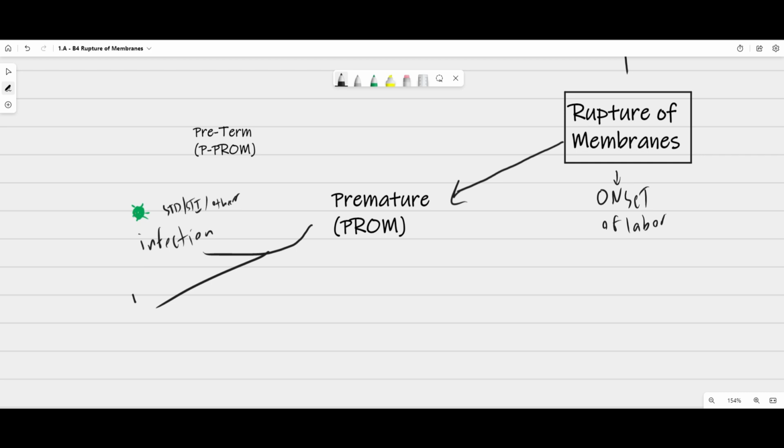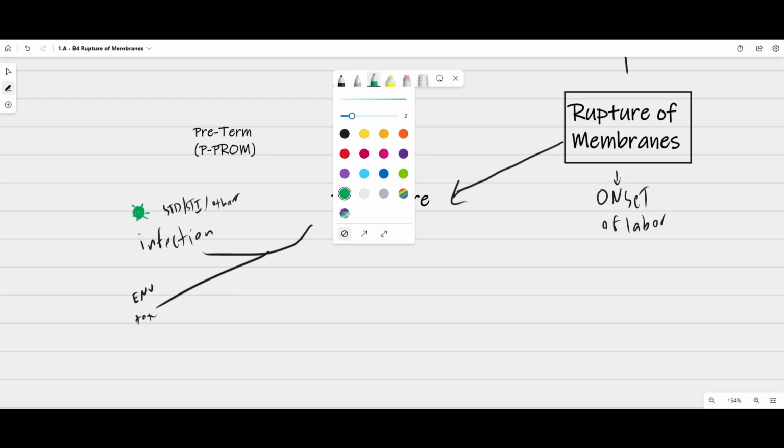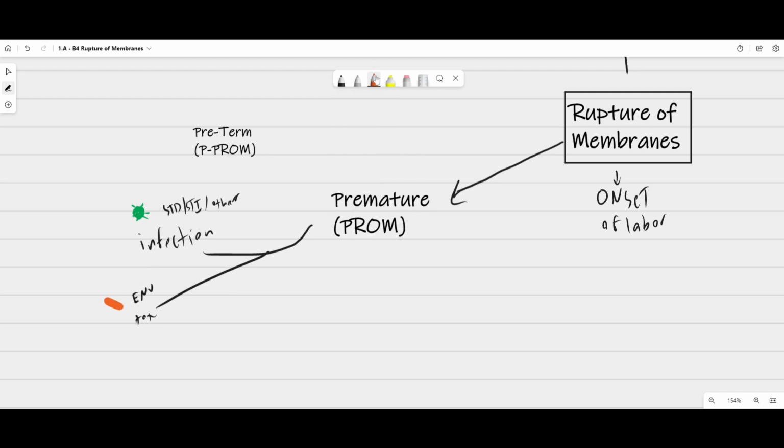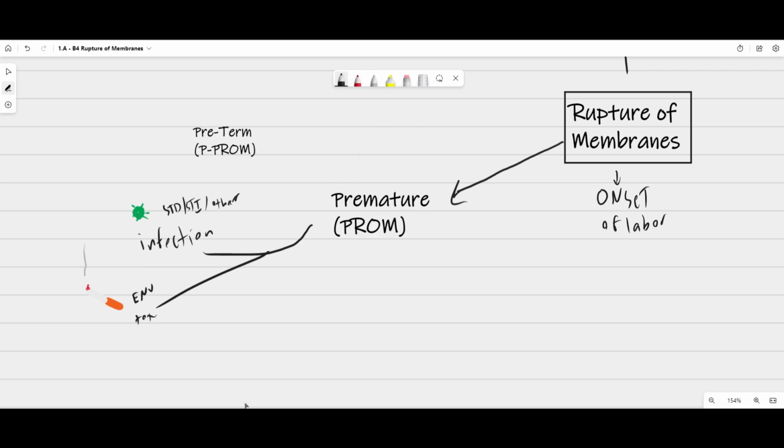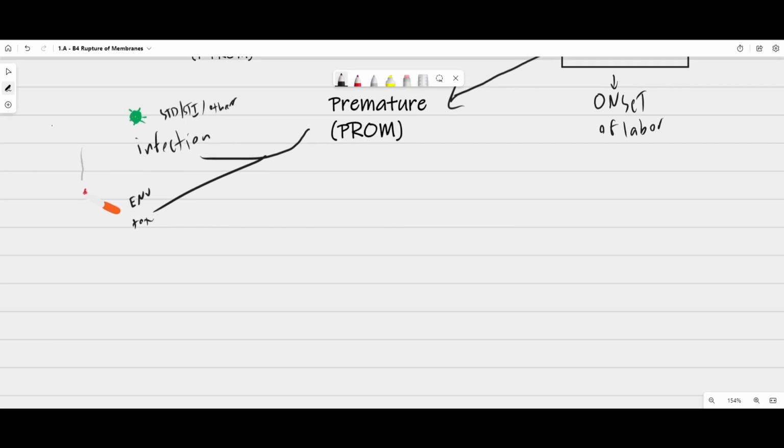We have toxins, so environmental toxins. This includes things like tobacco, which is our main one. So we draw our little cigarette there to know that that is one of our complications. Down just a little bit more. Multiples, so twins or more. There's just too much going on in there. It stretches the sac and it ends up rupturing a little bit too early.